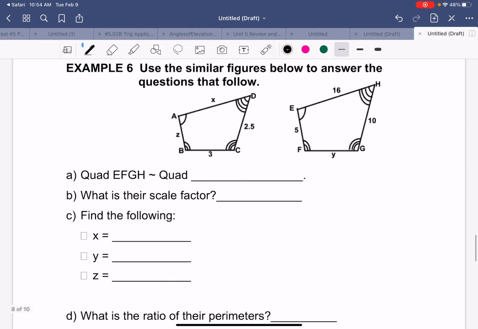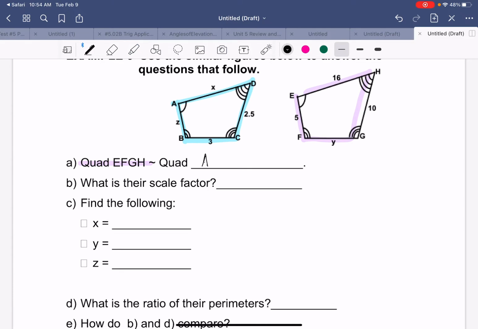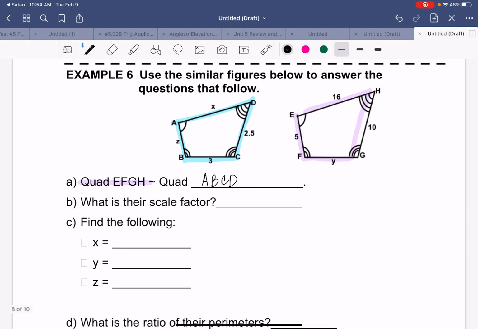All right, so let's do this problem right here. Use the similar figures below to answer the questions that follow. Quadrilateral EFGH is similar to quadrilateral ABCD. That just gave us our statement too. So this means that when we go to find scale factor right here, it needs to be EFGH over ABCD.